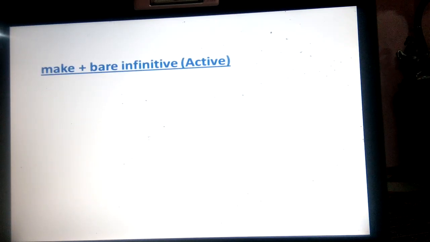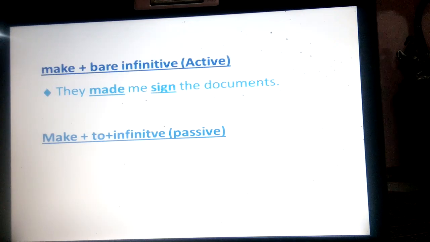Make plus bare infinitive, meaning infinitive without to. They made me sign the documents. Made comes with the bare infinitive, so we used sign. In the passive we use made plus to plus infinitive in the past: I was made to sign the documents. So when the verb is in the passive, I use made to. When it's in the active, I use the bare infinitive, meaning infinitive without to.